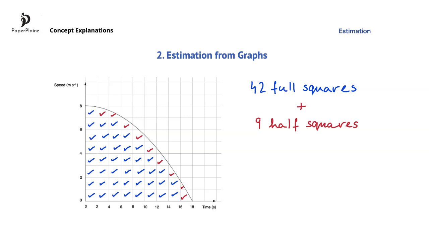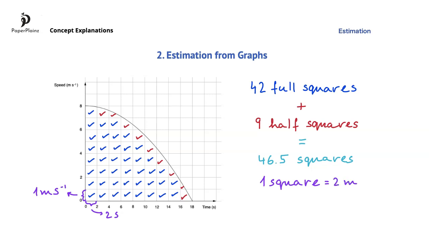of 46.5 squares. Since the horizontal side of each square represents 2 seconds, and the vertical side represents 1 meter per second, the area of one square is the product of these two, which gives us 2 meters. So since we have 46.5 squares, and one square represents 2 meters, the distance traveled by this object during these 18 seconds is 2 times 46.5, which is 93 meters.